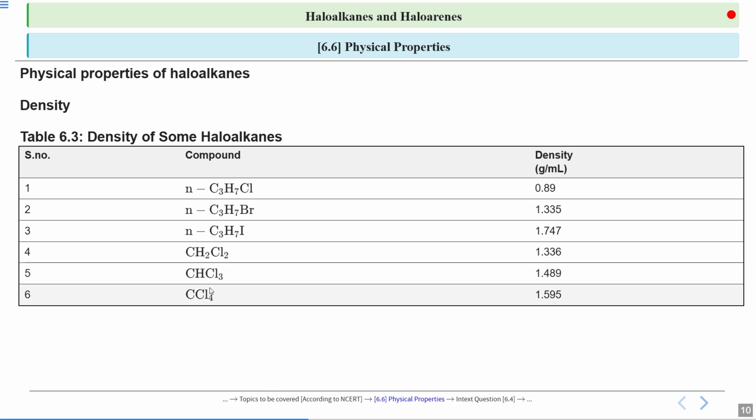Now if you see the 4th compound, that is CH2Cl2, the 5th compound CHCl3, and the 6th compound CCl4. Here we are taking only a single carbon, but we are increasing the number of the same halogen attached to the molecule, right? Firstly we are taking 2 chlorines attached to the methyl group, then 3 chlorines, then 4 chlorines. So as the number of halogen atoms increases, the density will also increase from 1.336 to 1.489 to 1.595. So this is the table showing the density of some haloalkanes and how they differ.